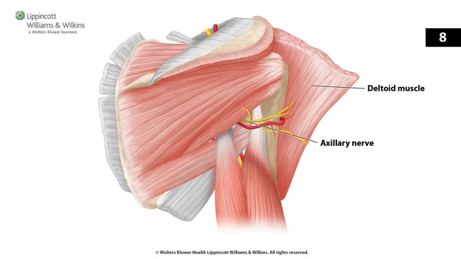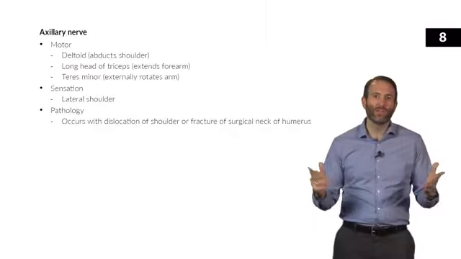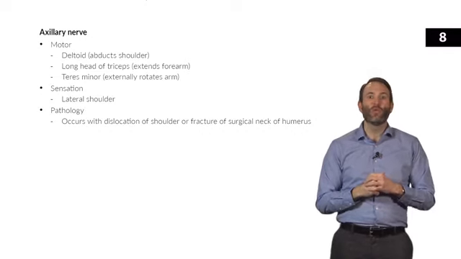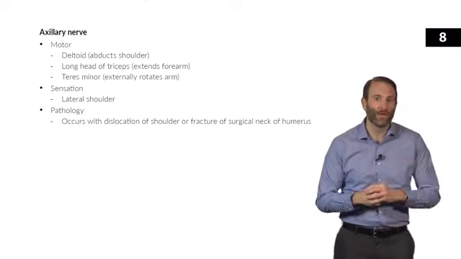All right, moving on to the axillary nerve. The axillary nerve will innervate the deltoid, teres minor, and the long head of the triceps brachii. Now remember that the other triceps are innervated by the radial nerve. The deltoid acts to abduct the shoulder, the triceps act to extend the forearm, and the teres minor acts to externally rotate the humerus. Now the highest yield injury here is with a dislocation of the shoulder or fracture of, again, we talked about this before, the surgical neck of the humerus.